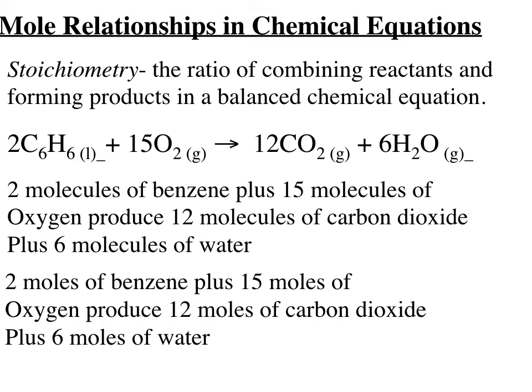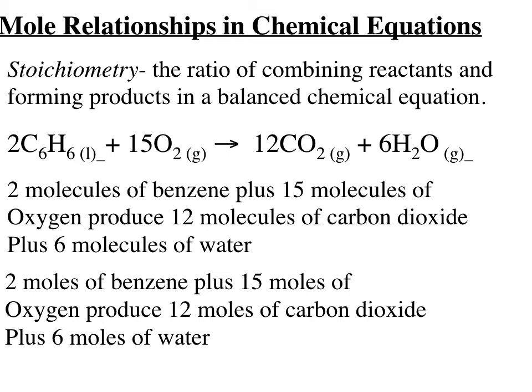First, let's count and note that I have 2 times 6 or 12 C's on the left, and 12 times 1 or 12 C's on the right. I have 2 times 6 or 12 H's on the left, 6 times 2 or 12 H's on the right. I have 15 times 2 or 30 O's on the left. I have 12 times 2, which is 24, plus 6 times 1, which is 6. I have 24 plus 6, or 30 O's on the right. So I have a balanced number of atoms of each constituent building block on the left and right. So this is a balanced chemical equation.